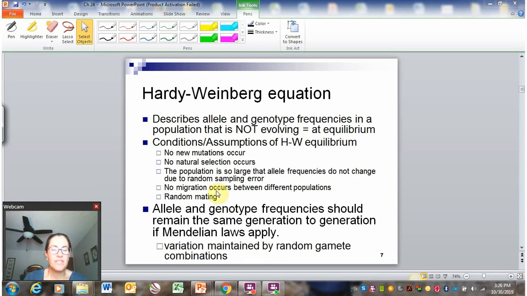And so if all of these conditions are being met, then we would expect that the allele and genotype frequencies should remain the same generation to generation. So the allele frequency, if it was 0.7 now, then it would be 0.7 100 years from now and 0.7 100 years in the past if a population is in Hardy-Weinberg equilibrium.